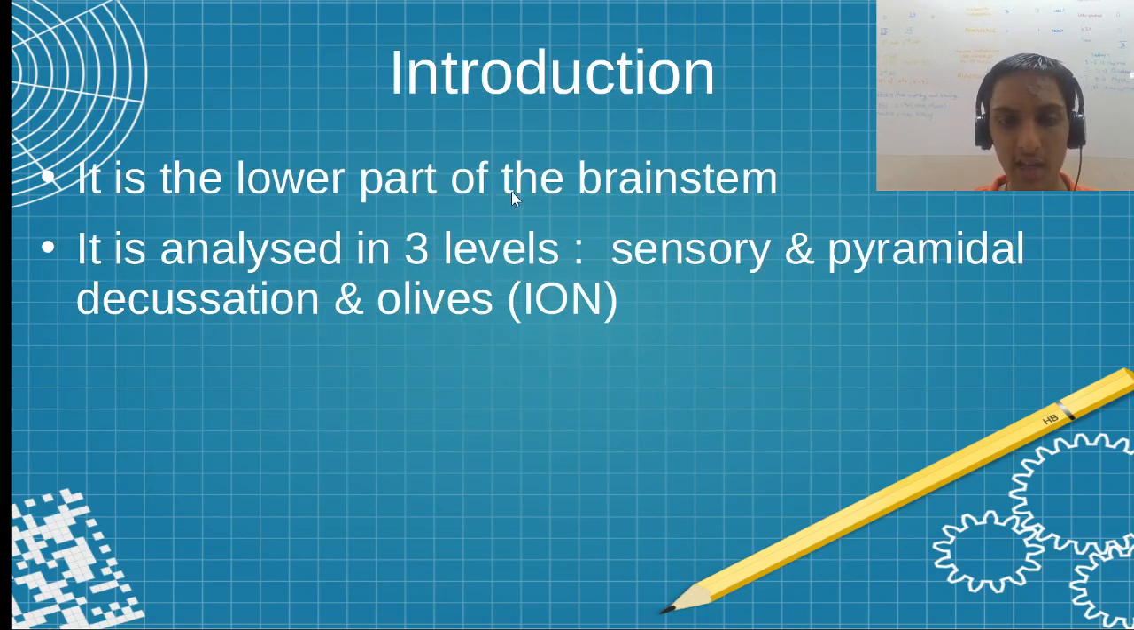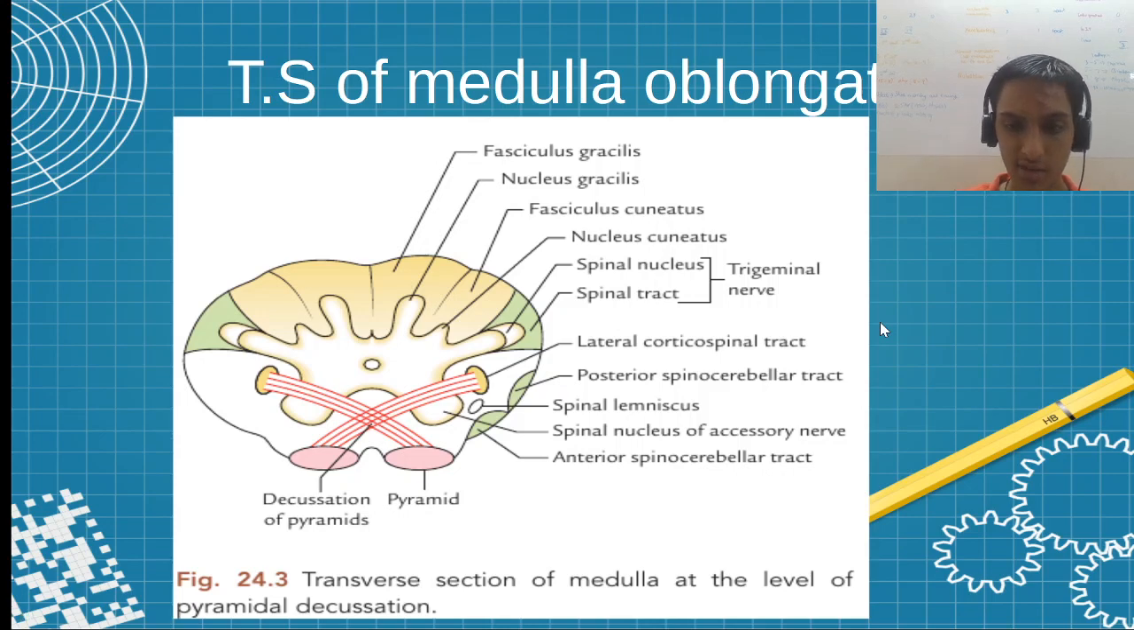So medulla is the lowest part of the brainstem. Brainstem is having three: midbrain, pons, medulla oblongata. Now we are going to discuss this medulla oblongata. So three levels we will analyze: pyramidal decussation, sensory decussation, and the level of olives, that is inferior olivary nucleus. So let's see at the level of pyramidal decussation.